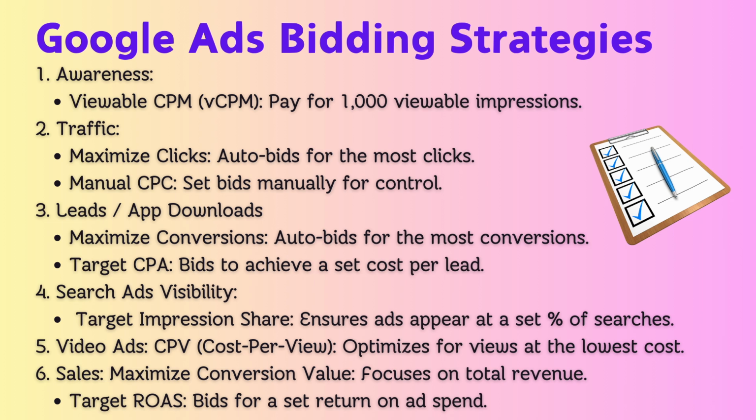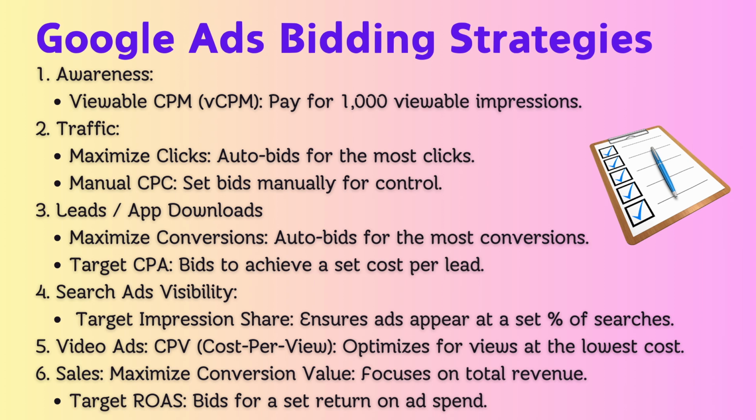A third bidding strategy is leads or app downloads. Here also we have two types. One is maximize conversions, which Google does automatically with auto bids, and the second one is target cost per acquisition. Here we need to acquire the number of people we want, so we need to bid to achieve a set cost per head. Like we bid 50 rupees, there will be one app download. For 80 rupees, there will be two app downloads. So we need to set the target cost per acquisition.